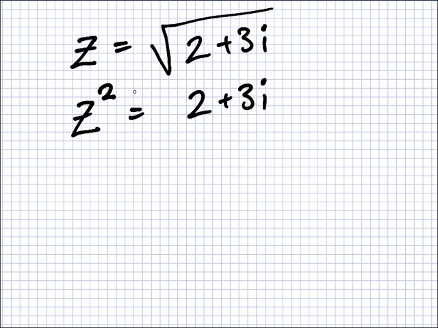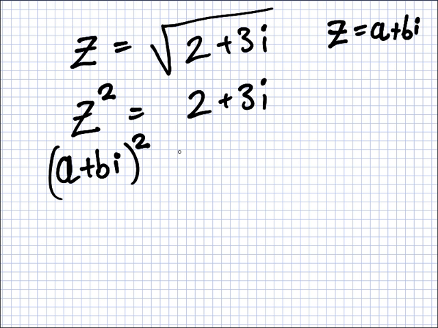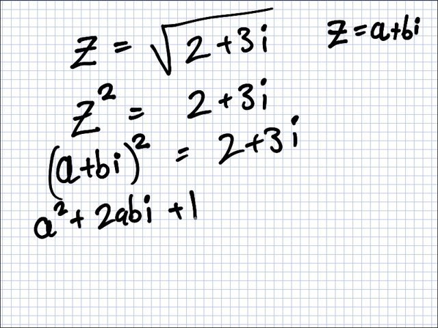And then you realize, well, what is it that I'm looking for? I'm looking for z, which I think will also be a complex number, right? The square root of a complex number is probably another complex number. So we think that z is probably going to be a plus bi. So here we replace z with a plus bi, squared equals 2 plus 3i. Okay, let's square this. We get a squared plus 2abi plus b squared i squared equals 2 plus 3i.